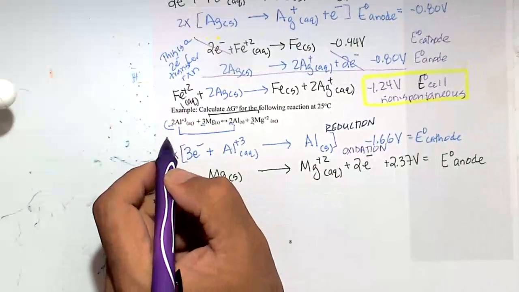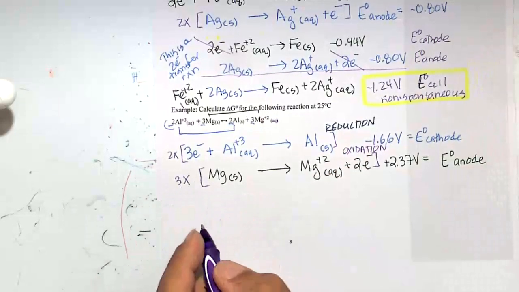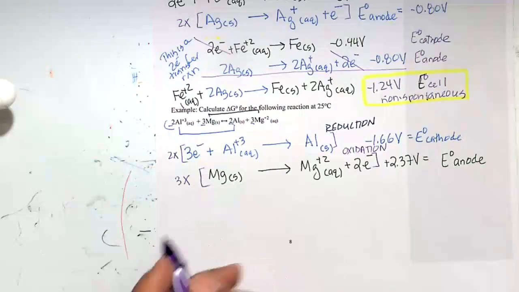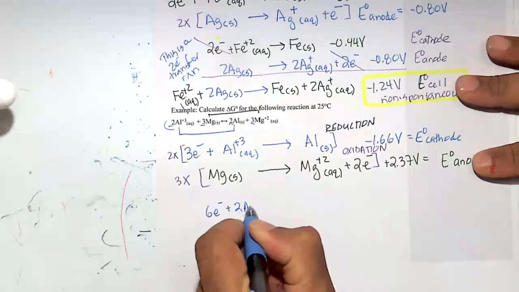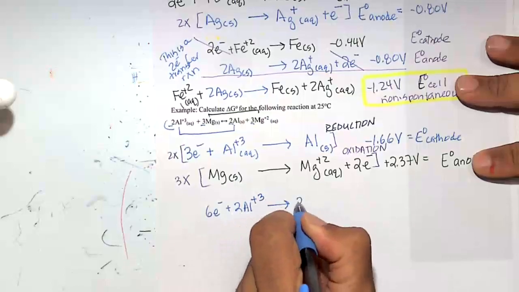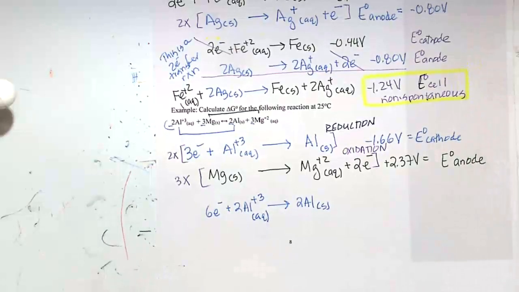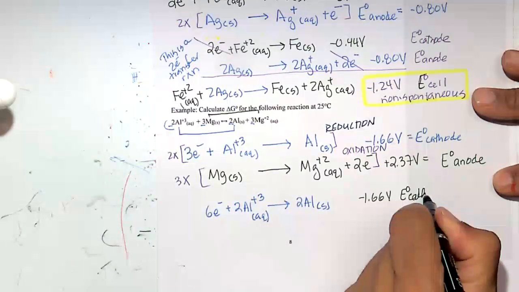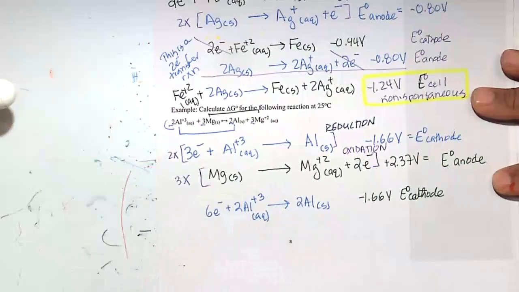So we'll multiply the top half reaction by 2 to cancel out the bottom half reaction, which we will multiply by 3. This is a 6 electron transfer reaction. So that makes it 6 electrons plus 2 Al plus 3 goes to 2 Al solid. And then this still stays at minus 1.66 volts. And then I'm multiplying the bottom one by 3.